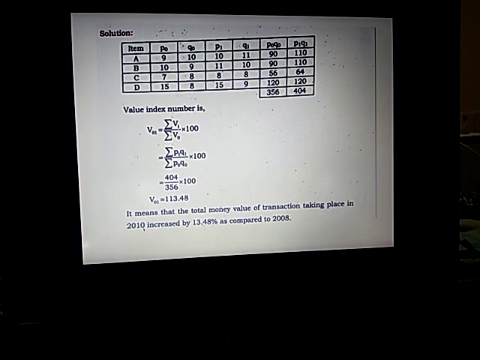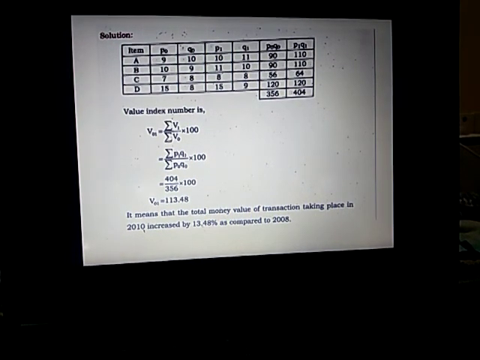So it means that always for the base year, whether the price index, quantity or the value, it is always taken as 100. So it means that the total money value of transactions taking place in 2010 increased by 13.48% as compared to 2008. In the base year, the value is taken as 100, and in the current year the value we got is 113.48. So compared to the base year, the total money value of transactions has increased by 13.48%. So this is the value index number.